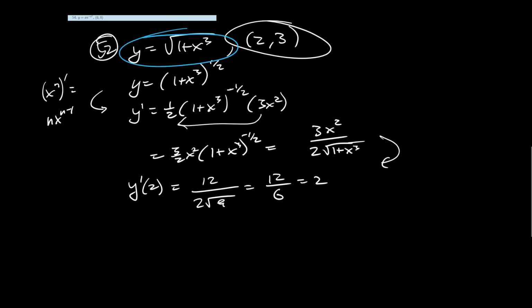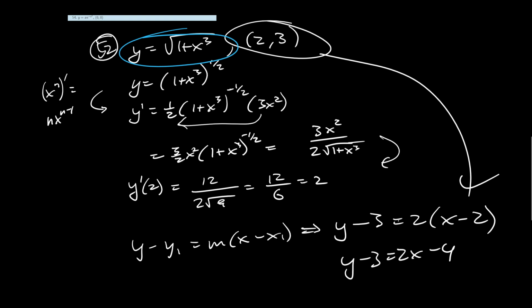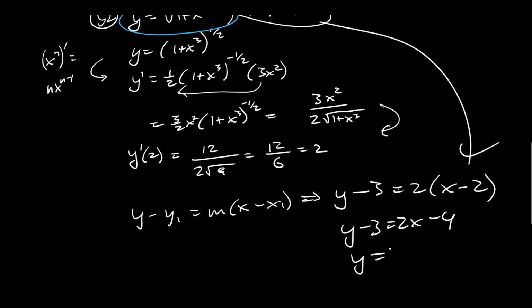All right, and now we're going to use y minus y1 equals m times x minus x1. So we get y minus 3 equals m, which is now 2, times x minus 2. I'm just using those points there. And so we get y minus 3 equals 2x minus 4, and we get y equals 2x minus 1.